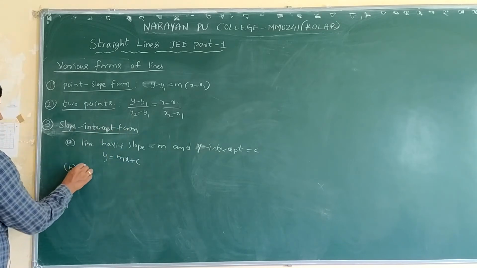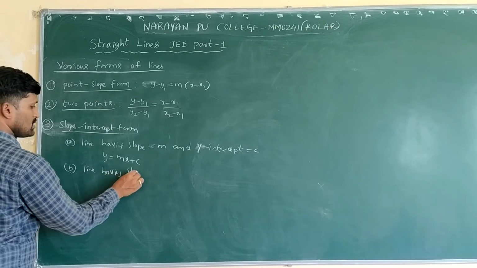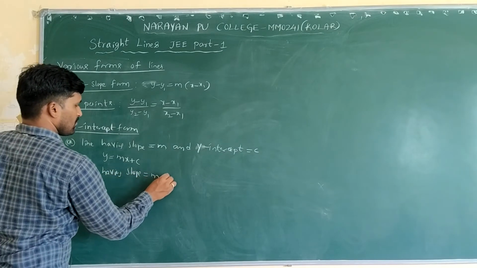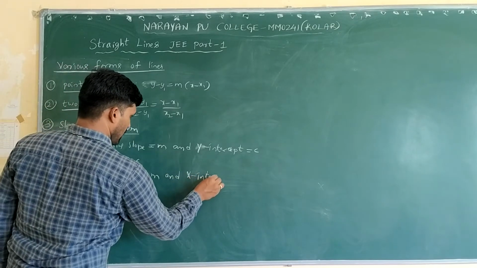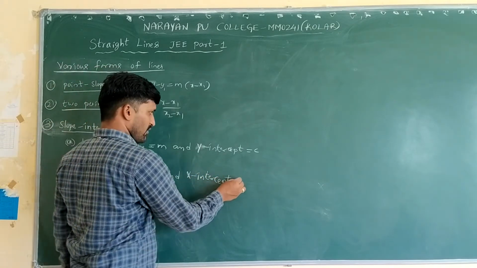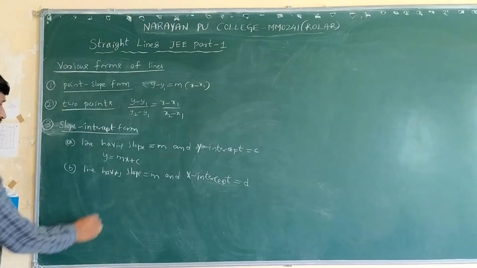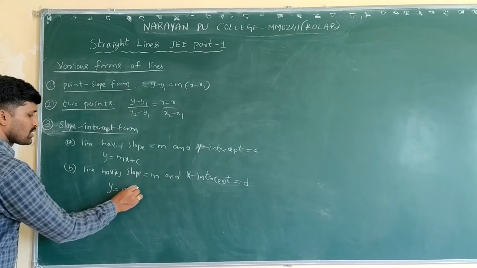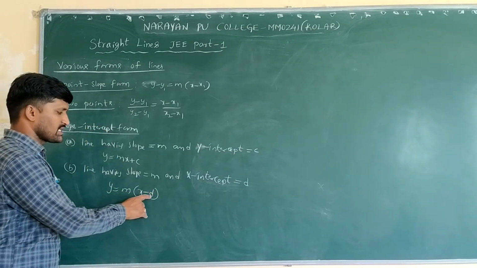Next, b: line having slope m and the x-intercept. Slope and intercept combination is given. These formulas we use. If the x-intercept is given as some d, then the equation of line is y is equal to m of x minus d, where m is the slope of the line and d is called the x-intercept.